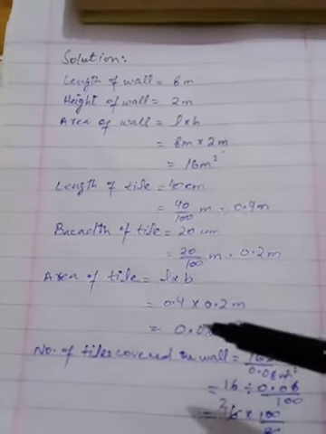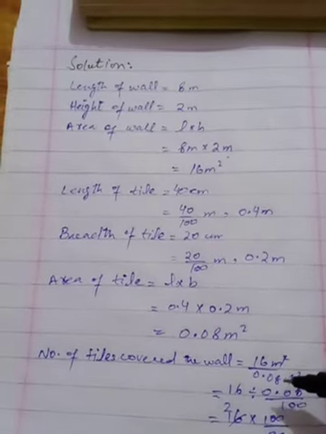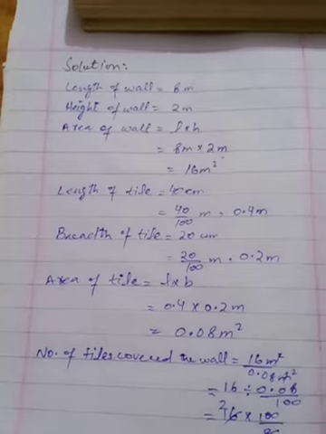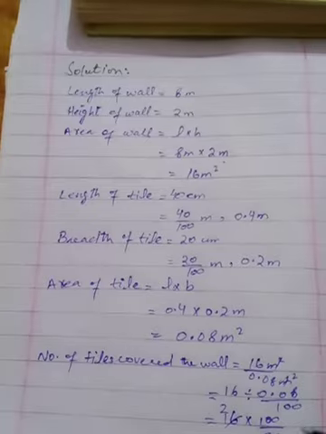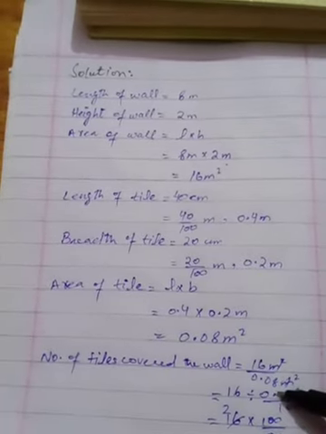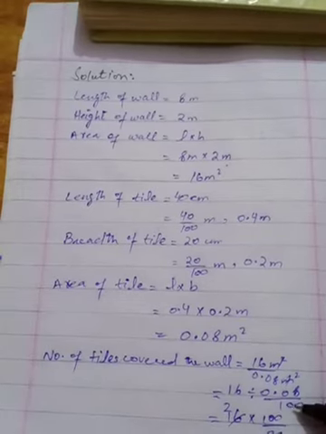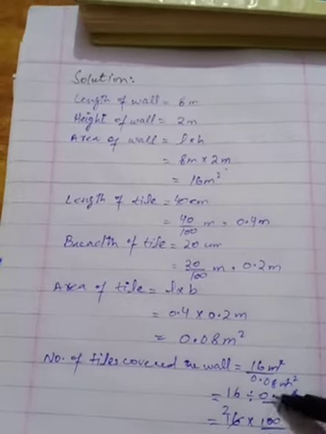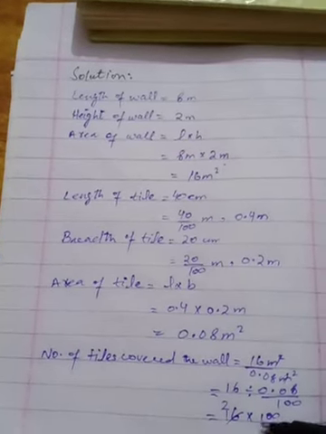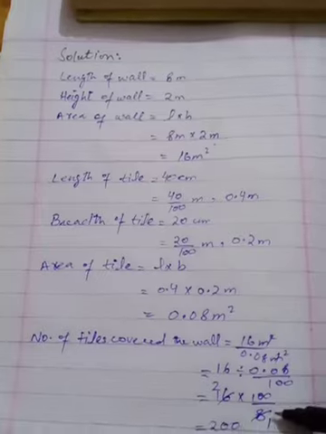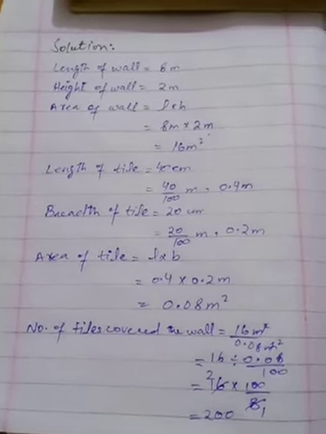So for the number of tiles that cover the wall, we divide the area of wall by the area of tile. So 16 divided by 0.08 meter square. When we remove the decimal, we put 1 at the place of the decimal point and 00 at the place of the numbers. When we convert the sign of divide into multiply, the next value becomes its reciprocal. So 8 1 is 8, 8 to the 16, and 2 multiply with 100 is equal to 200.